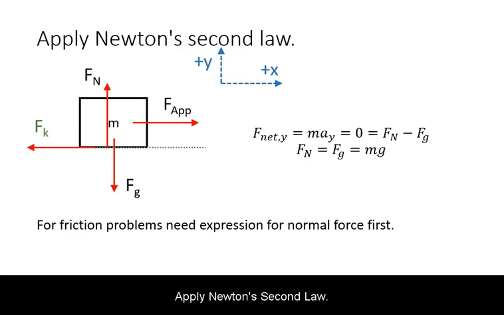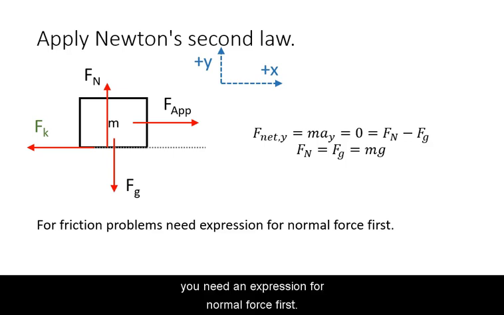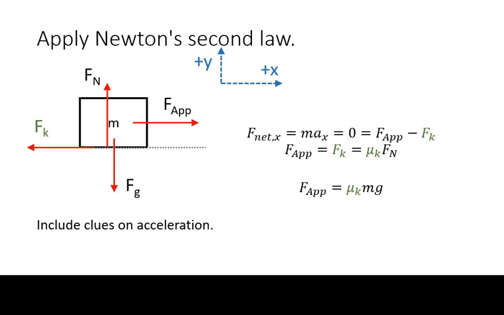Apply Newton's second law. For friction problems, you need an expression for normal force first. In this case, we set up Newton's second law in the y direction first and take note that the acceleration is zero. Then we solve Newton's second law in the x direction for the unknown frictional force.